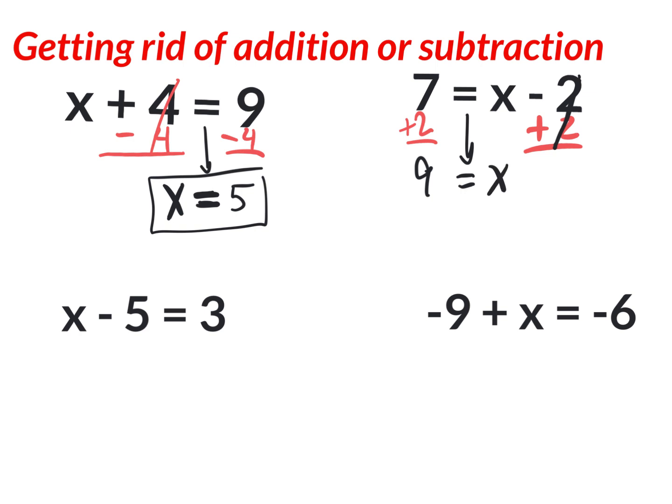However, it looks nicer if you write it with the x on the left side and the 9 on the right side. So x equals 9 is the correct answer. And of course, you could always double check your answers by plugging them back in. 9 take away 2, yes, it does really equal 7.